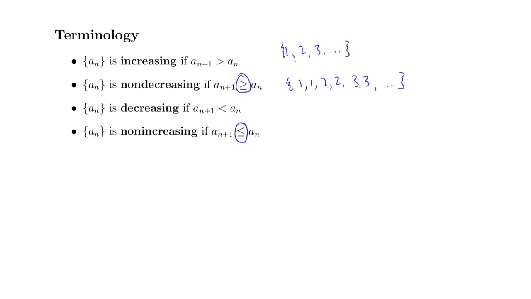Notice that every increasing sequence is non-decreasing because 2 is greater than or equal to 1 and 3 is greater than or equal to 2. If the term is bigger than the one before it, then it's bigger than or equal to the one before it. So these two are just more general. They allow this option of terms being the same thing from one term to the next.